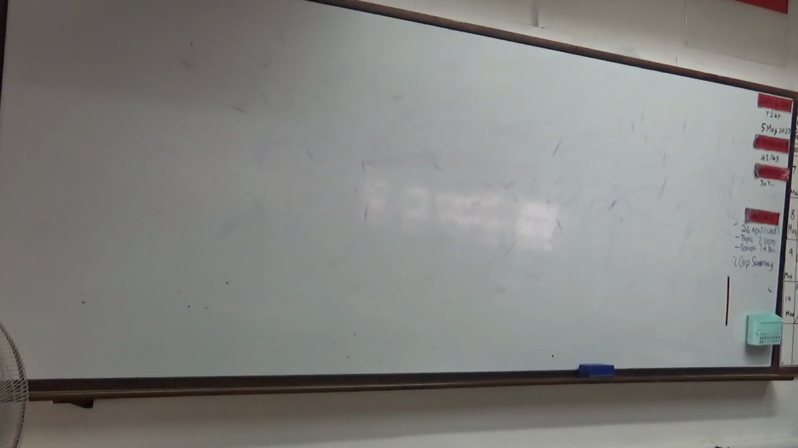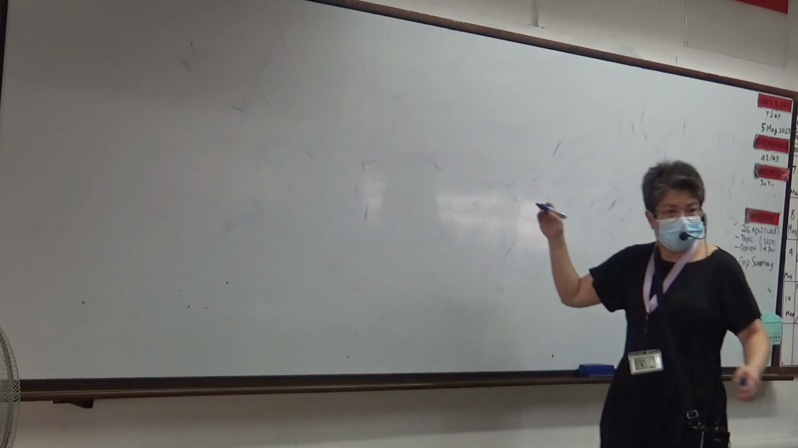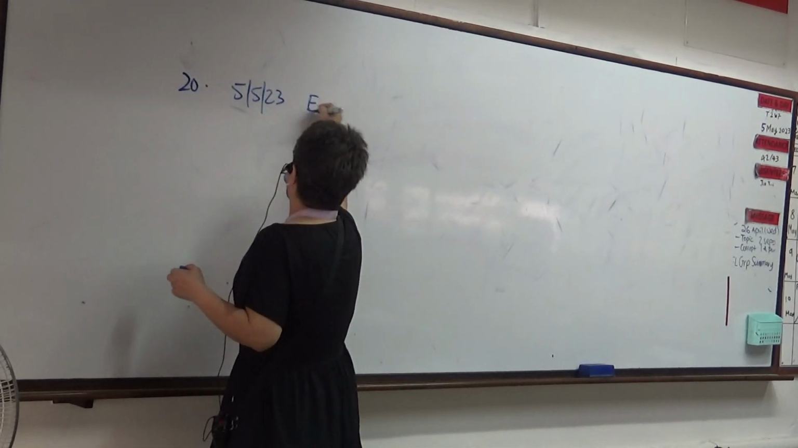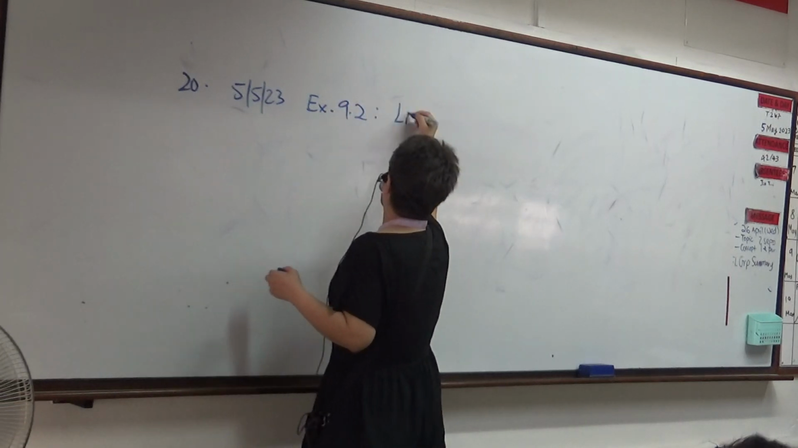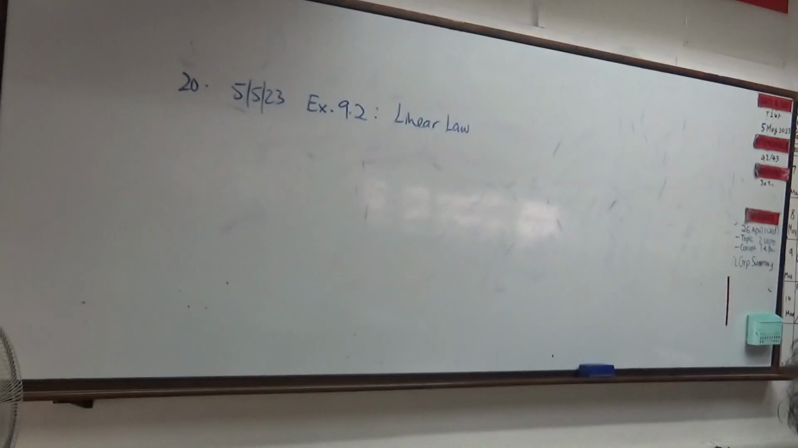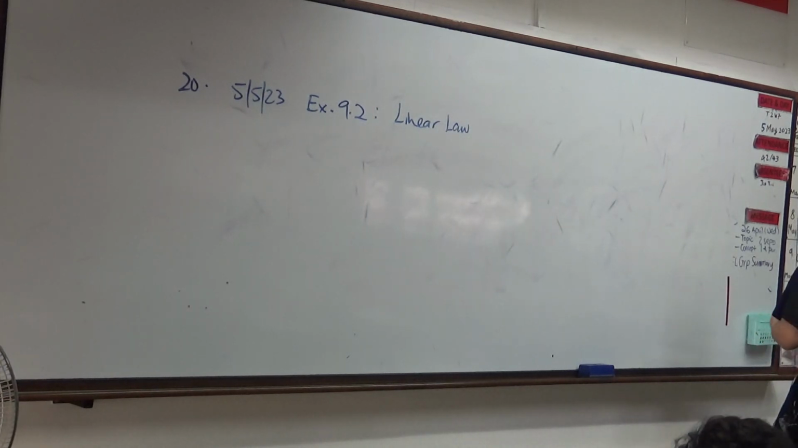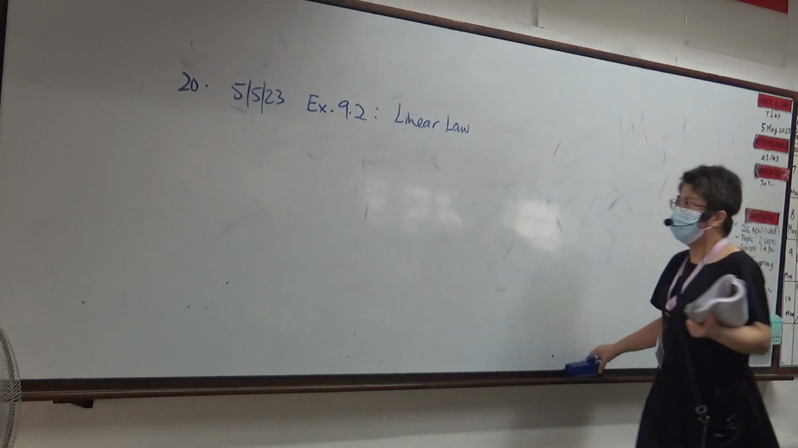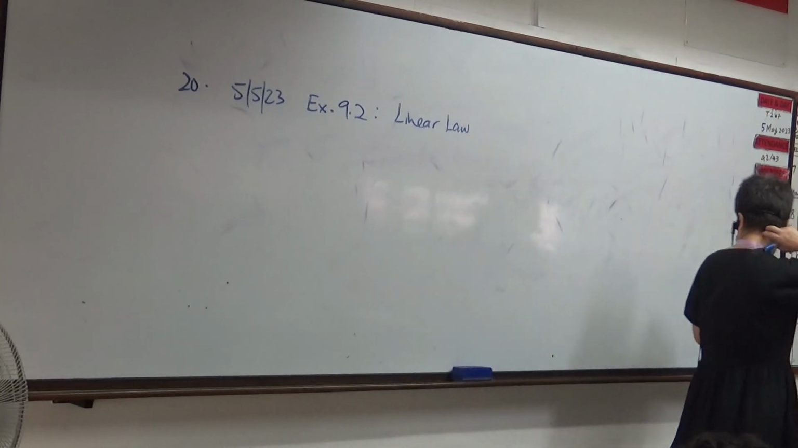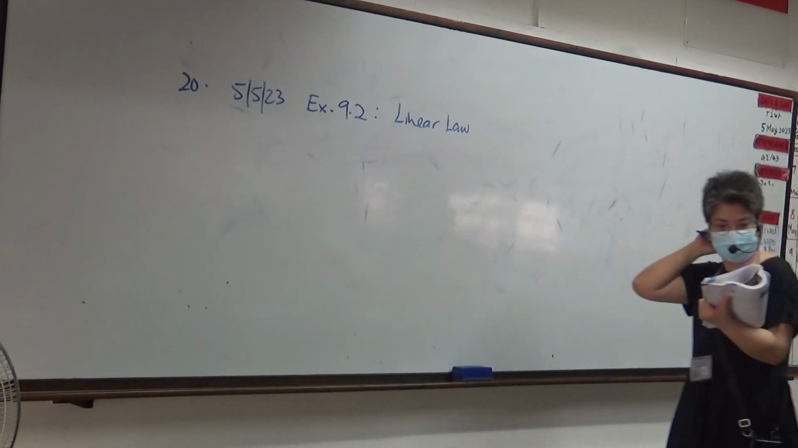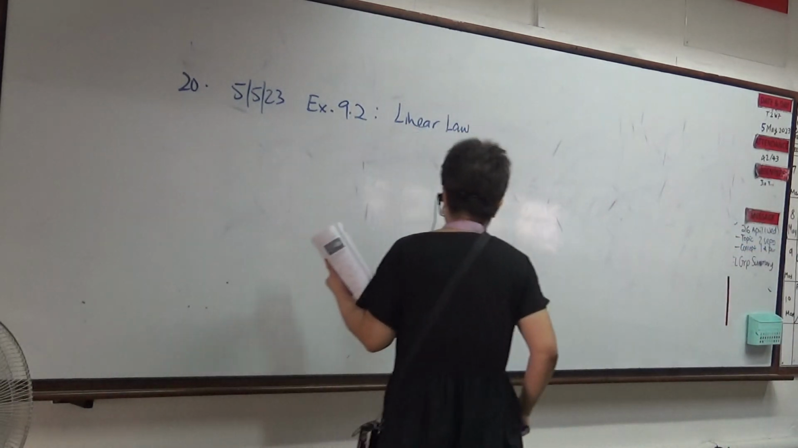Alright, now, what is the content page number now? Oh, I read what? First, 20. Okay, 20. Today's value is 5. Exercise 9.2. Linear law, because in other textbooks we call it linear law because it's the law of the line. Now take out the first piece of graph paper. I want you to take out the first piece of graph paper.